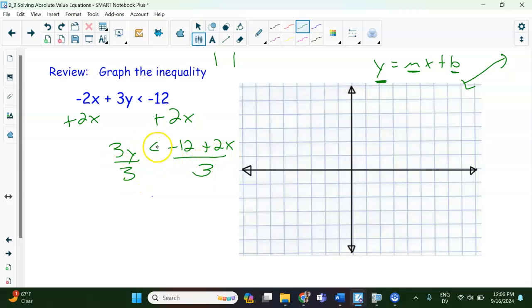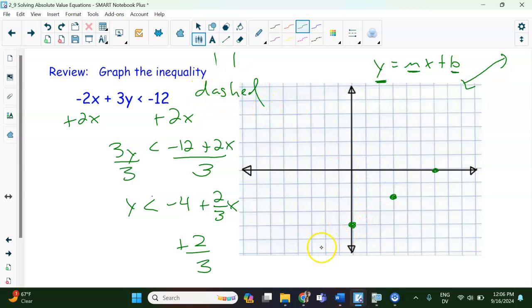And we're not flipping this sign because we're dividing by positive 3. So the sign stays the way it is. It'll be y is less than 2/3 x minus 4. I'm going to leave that slope as 2 divided by 3. Okay, and now just graph the line. The y-intercept is the negative 4 number. So I'm going to start there. Use my slope of rise over run. So it's up 2, right 3. Up 2, right 3. Okay, and then before I draw the line, I'm going to think, there's no equal to, so this is going to be dashed. So I'm going to draw a dashed line.